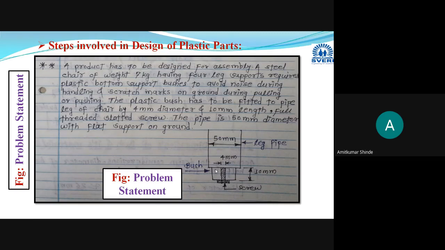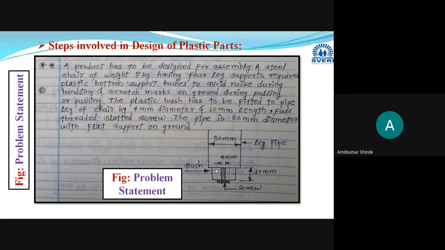Then in the third stage, you have to determine the dimensions of the bush, the diameter of the bush, then its length, and its material. Determine with the help of how much load is acting on it, and depending on that load, you have to decide how much stress will act on that bush, and depending on that stress value, you have to decide the material. That will be your third stage.